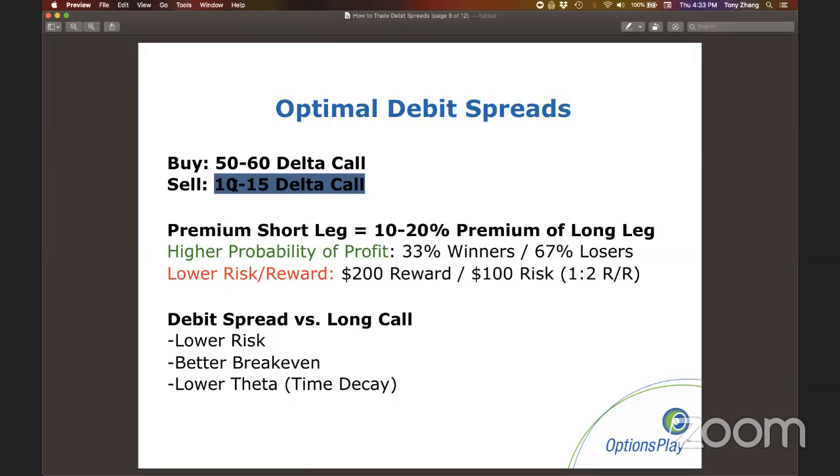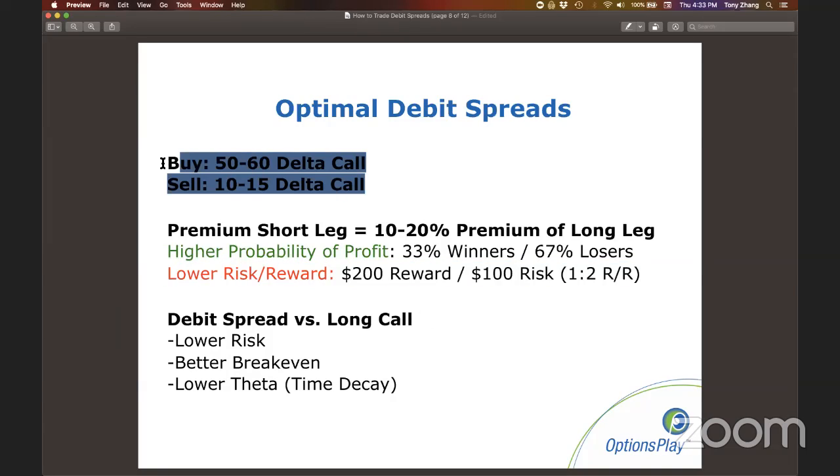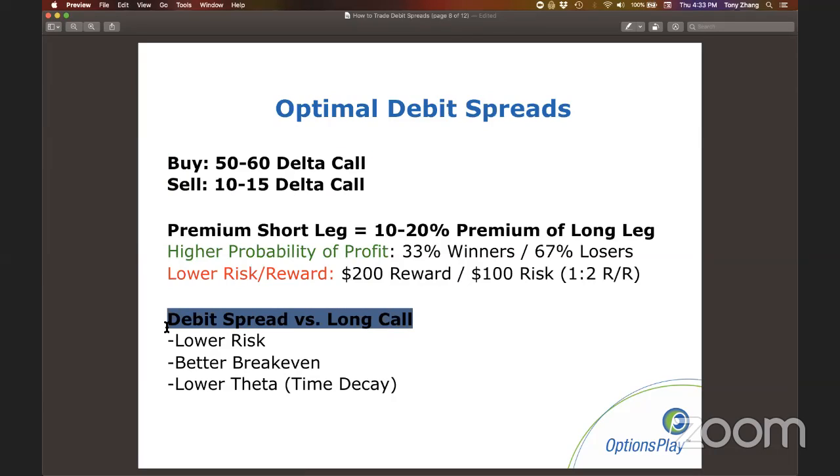And with these types of strikes, what you're generally going to see is higher probability of profits, usually 33-40% is the range that you'll see. And then you'll have risk reward ratios where you're risking roughly $100 to make roughly double that, $200. So that's the type of debit spreads that you should expect to trade when you're following these types of parameters to select your debit spread.